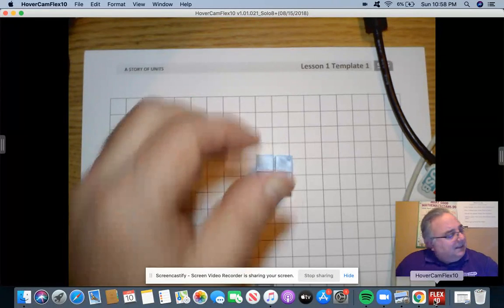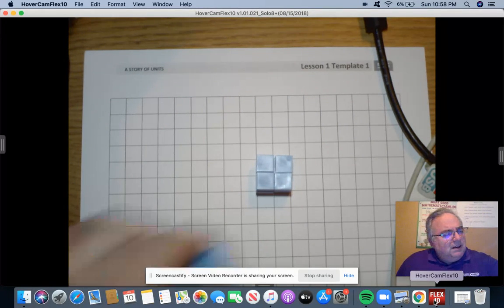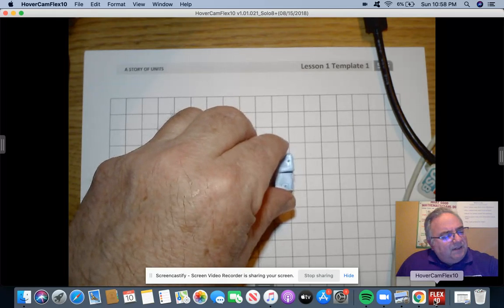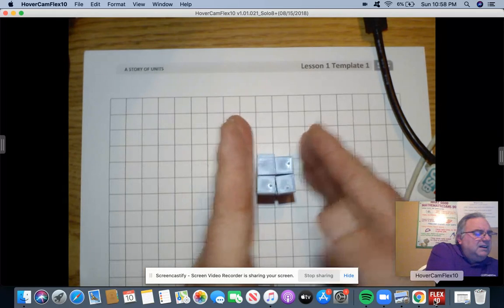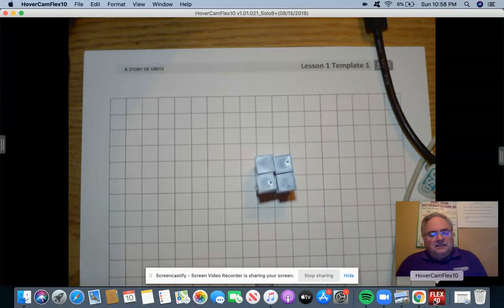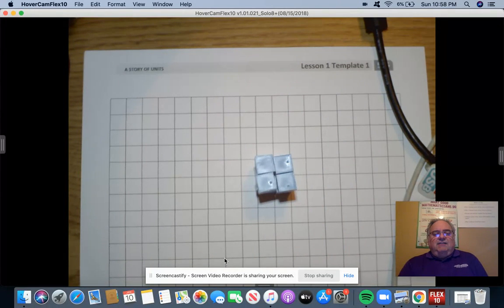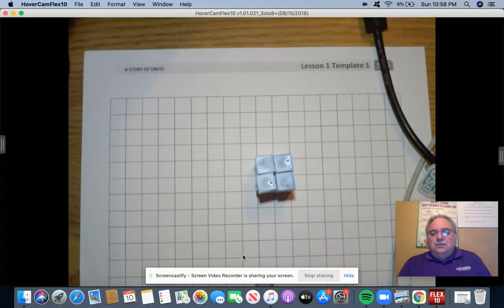Let me think about this. What would happen if I have a layer, an extra layer? How many cubes would you find in there? I'm going to pause the video here, have you fill out the answer. Pausing in 3, 2, 1, pause.